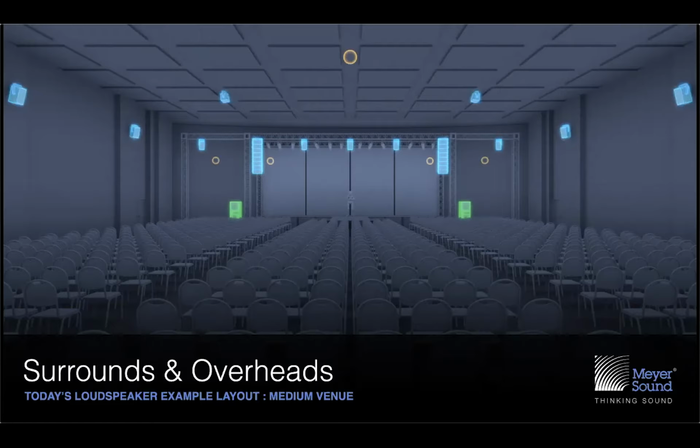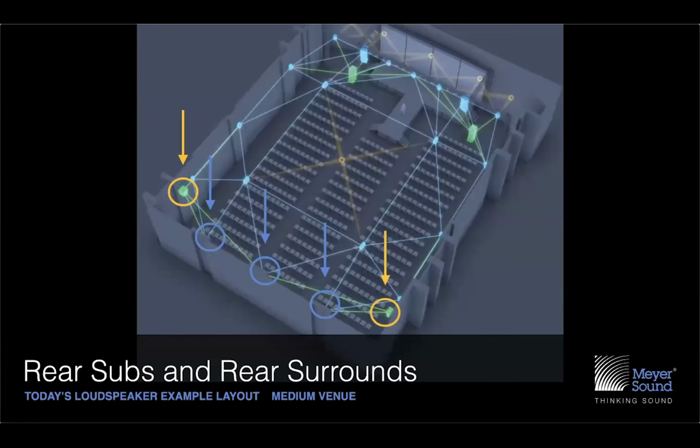Then, of course, since we want a fully immersive room, we are going to add side surrounds as well as overheads. And those are X40s. And in our example, we also have rear surrounds as well as rear subwoofers. We're going to take our loudspeaker layout and we're going to make a space map of it. And we're going to utilize it to control this loudspeaker system.